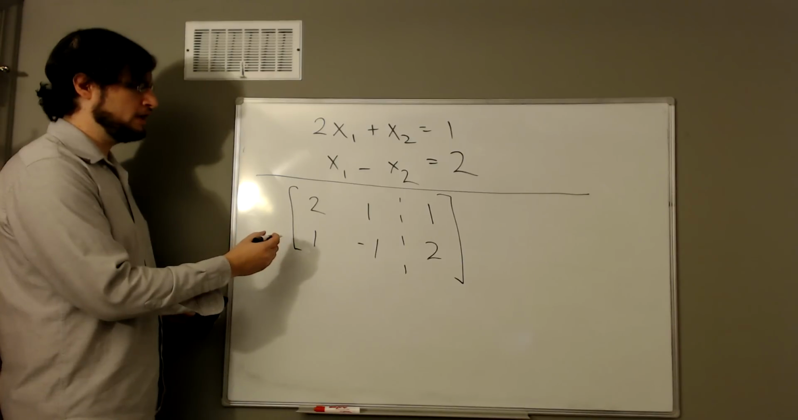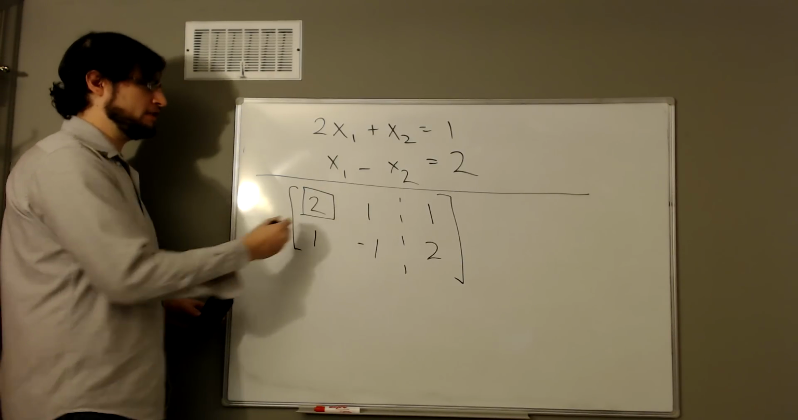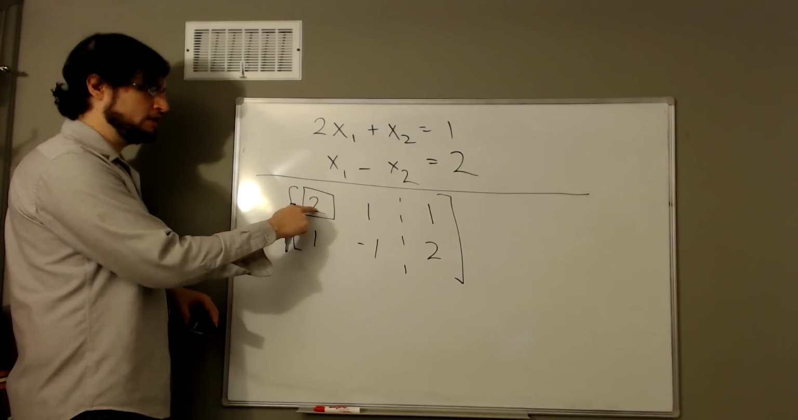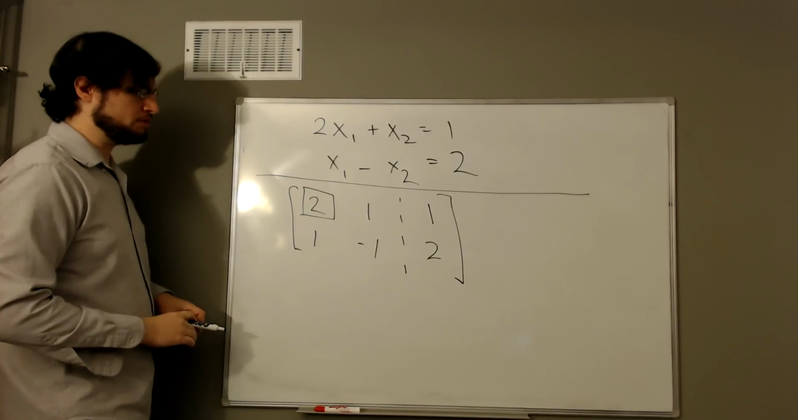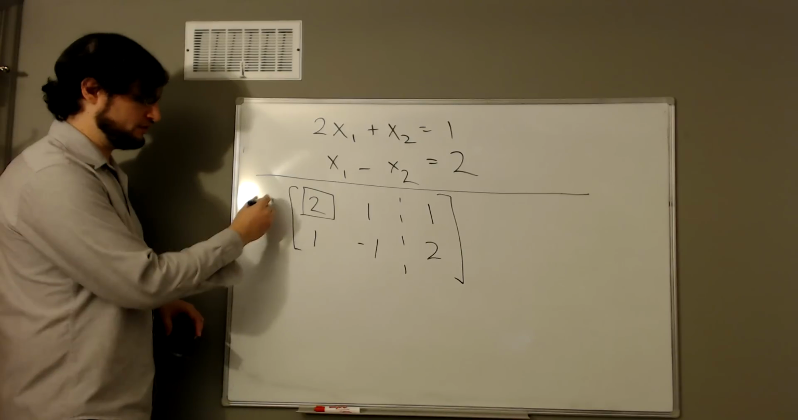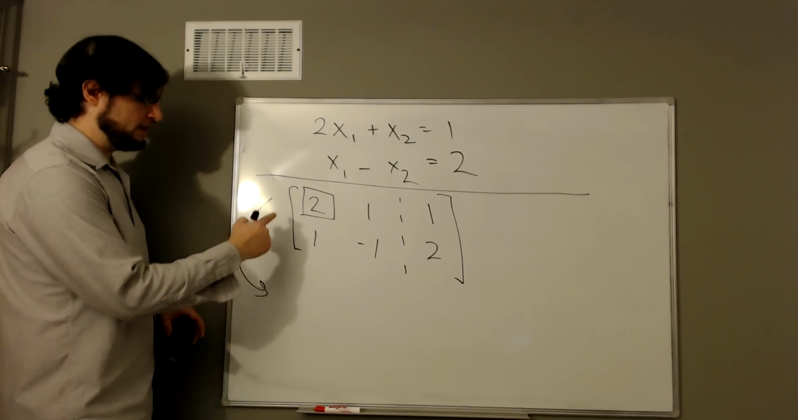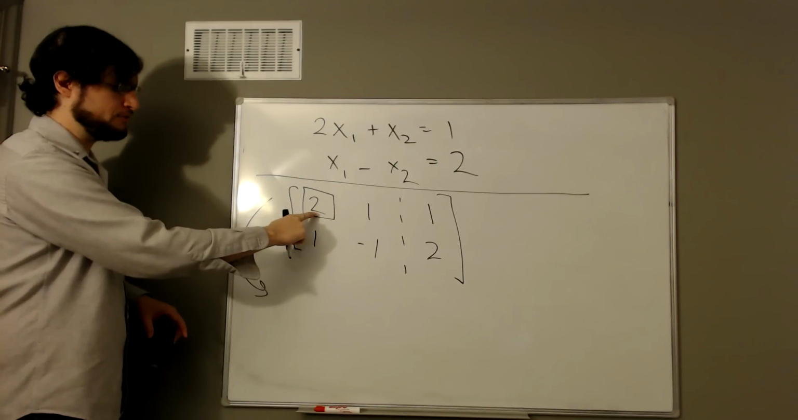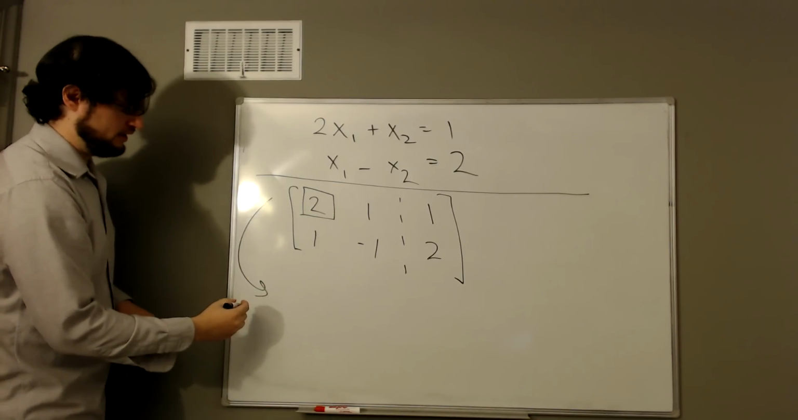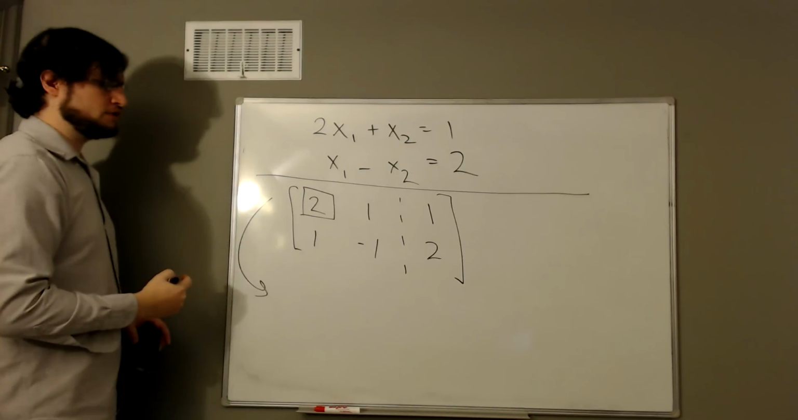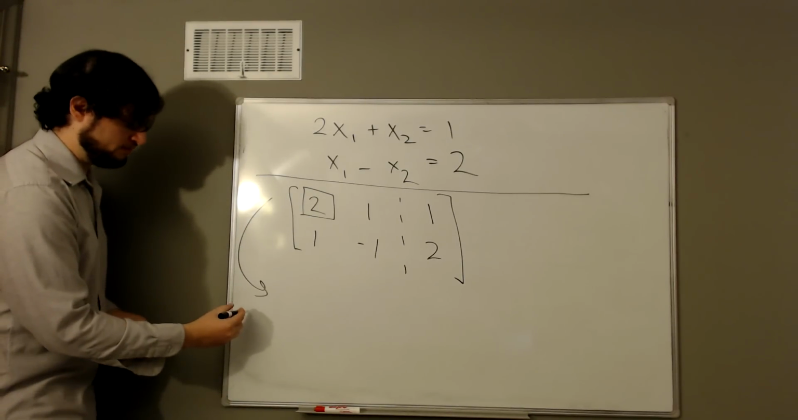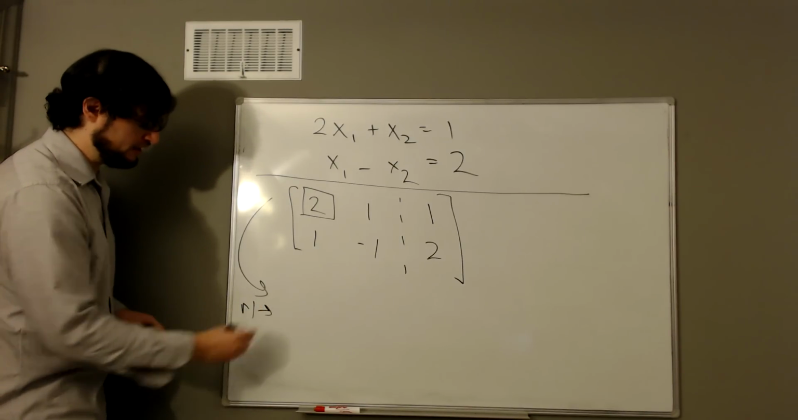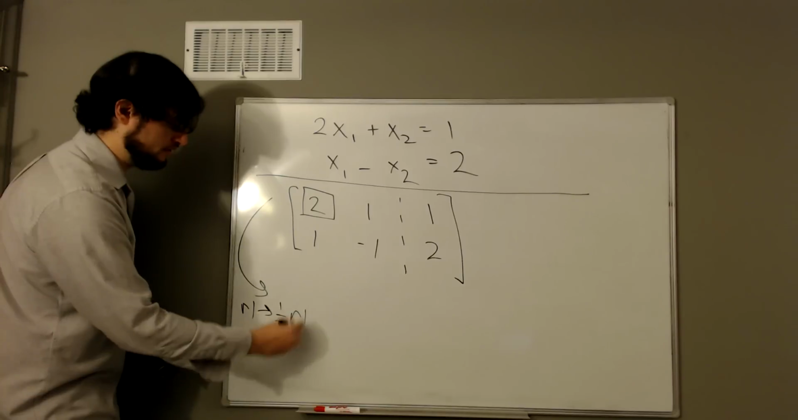Okay, so what I'm going to do is I'm going to pivot around this 2. That is, I'm going to make this into a 1. We'll do that in a minute, and zeros above and below it. So let's do that first. So what I'm going to do is I'm going to take row 1. I want to turn this into a 1. So in order to do that, I'm going to take the entire first row and divide it by 2. So row 1 is going to become 1/2 of row 1.